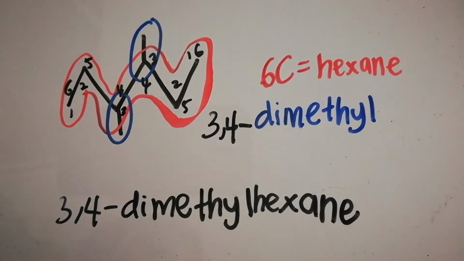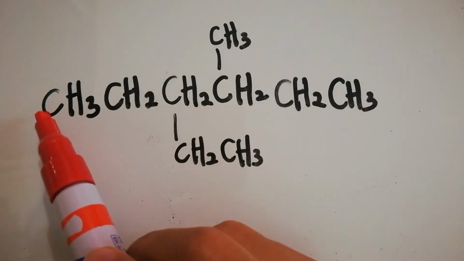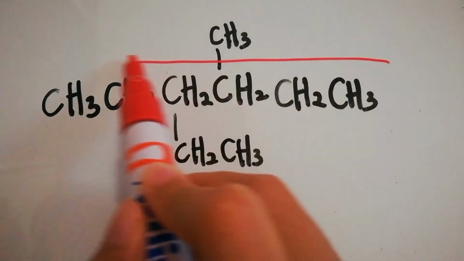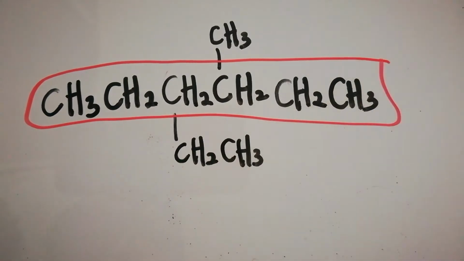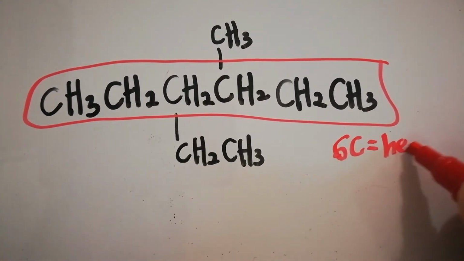Okay. So we move to the next example. The second example is a condensed structure. So we look at the first step of how to name an alkane, which is we need to find the parent. So the parent is the longest chain. So we got here the longest chain. So it has 1, 2, 3, 4, 5, 6. 6 carbon also equals hexane.